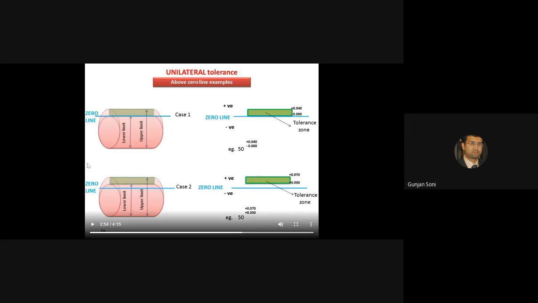So let me explain anyway, now that he's already talked a lot about the upper deviation. So what is deviation? It is the algebraic difference between the size and its corresponding basic size. Size means you can say actual size, and the difference with the basic size. And then you have upper deviation and lower deviation.